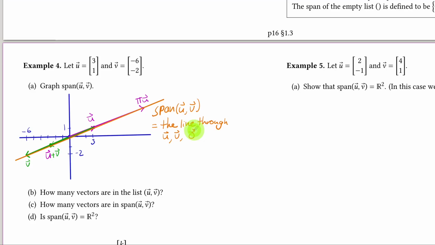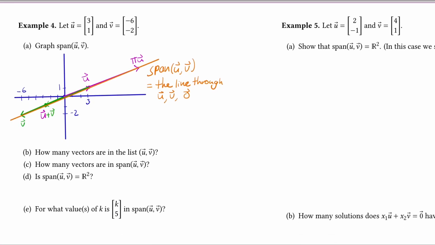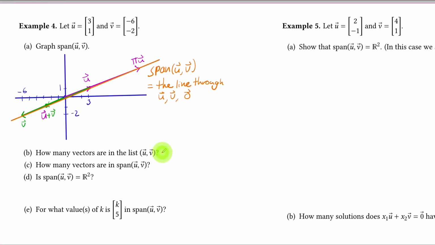Okay, let's look at B. How many vectors are in the list u, v? This question is making sure you understand the notation here. It's not really any math to do, but this is a list of 2 vectors. There's 2 of them. There's u and there's v. 1, 2. Okay.